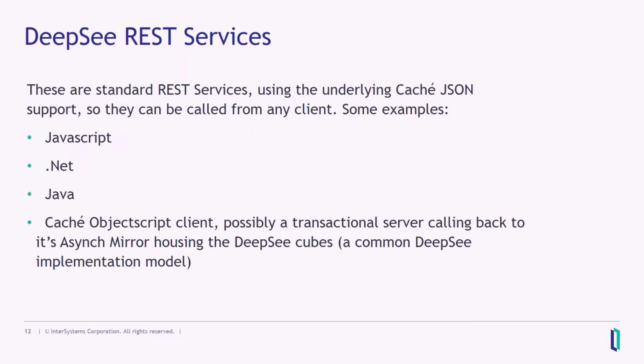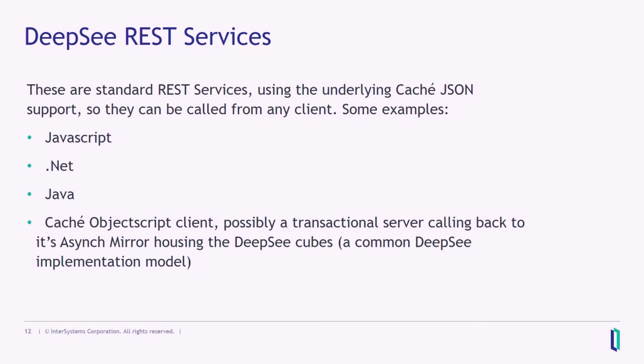So the DeepSee REST services are used when you're using a different type of technology, or even the same technology, really. So technologies like JavaScript, technologies like .NET, technologies like Java as well, and also Caché. All of these technologies have got strong capabilities in terms of generating REST clients, which is what you need in order to be able to invoke REST services on a REST server.